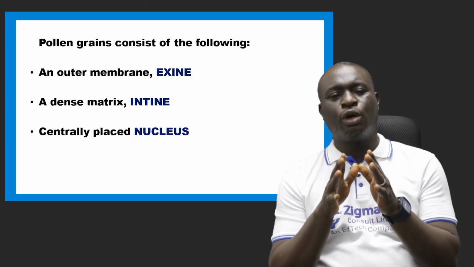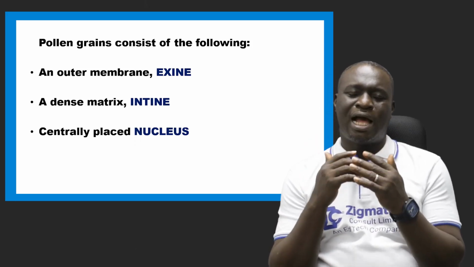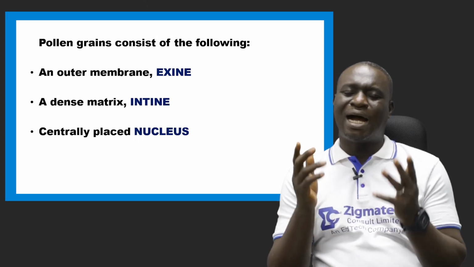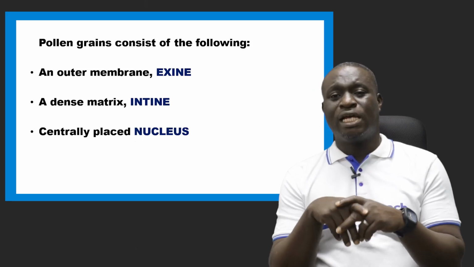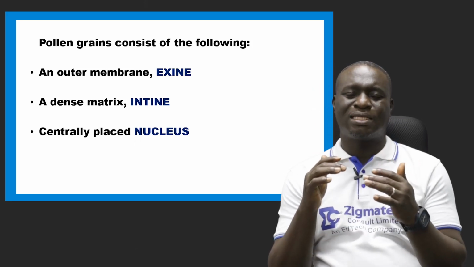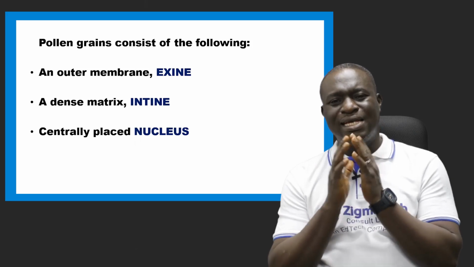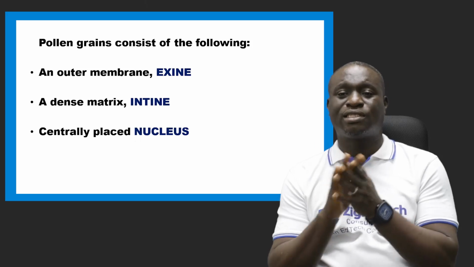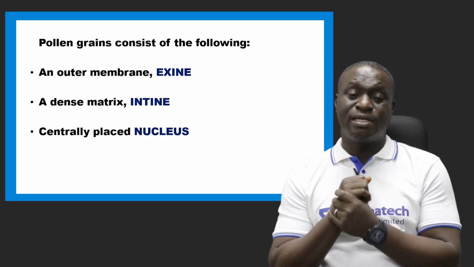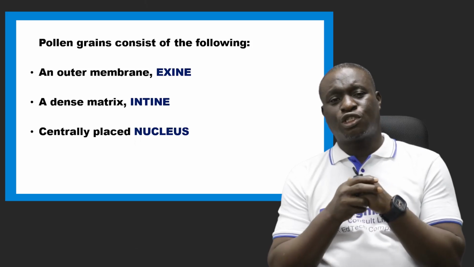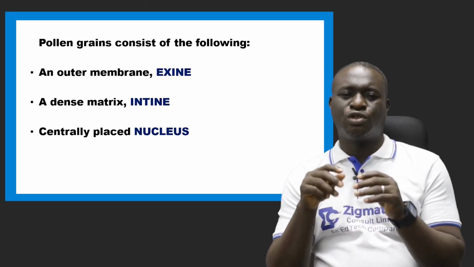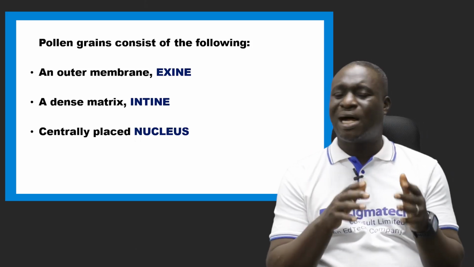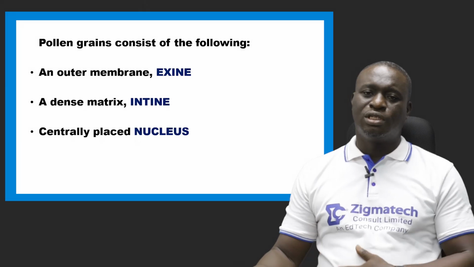So in other words, we can say that the pollen grains consist of three major parts. It consists of an outer membrane, which is the exine. It consists of a dense cytoplasm or matrix, which is called the intine. And then it consists of a centrally placed nucleus. Of course, you know that the nucleus contains chromosomes, and these chromosomes contain genes, which carry hereditary materials that can be passed from parents to their offspring.